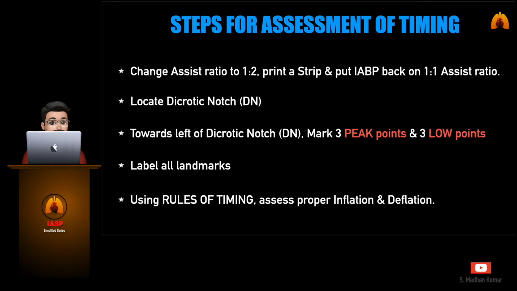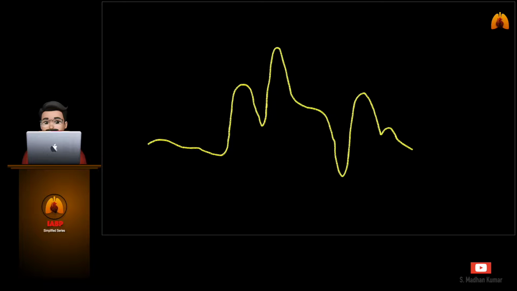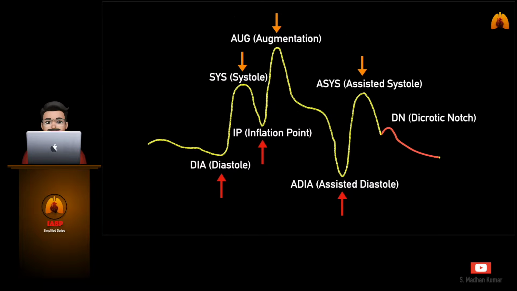First, change the assist ratio to 1:2, print a strip and put the IABP back on 1:1 assist ratio. Locate the dicrotic notch. Towards the left of the dicrotic notch, mark 3 peak points and 3 low points. Label all the landmarks. Using the rules of timing, assess proper inflation and deflation. The dicrotic notch is located and towards its left 3 high points and 3 low points are identified and marked. Now all the identified landmarks are labeled as shown in this picture.